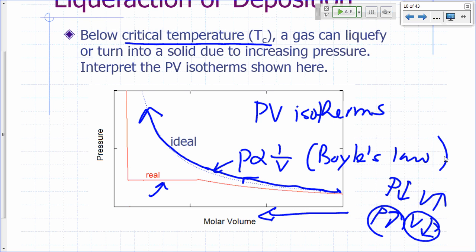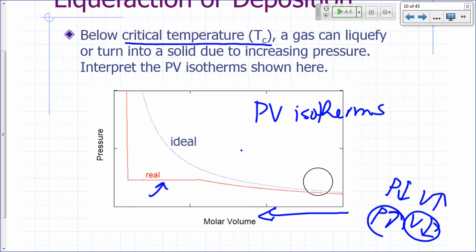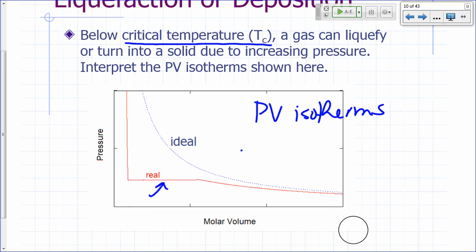Now what does it mean when the real behavior is shown by this red curve right here? Let's say at this particular pressure right here, at these 2 points, point A and point B. Point A is the ideal case, point B is the real case. What does that mean?